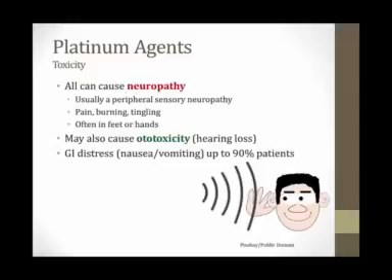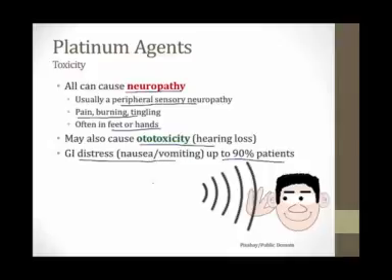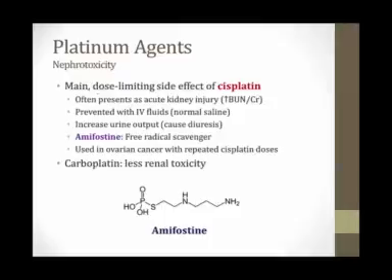All of the platinum agents can cause neuropathy. This is usually a peripheral sensory neuropathy. It can present as pain, burning, or tingling, often in the feet or hands. These drugs may also cause ototoxicity or hearing loss, and in addition, they cause GI distress or nausea and vomiting in up to 90% of patients. Now, many chemotherapy agents cause nausea and vomiting, but the platinum agents are well-known culprits that result in these symptoms in the majority of patients.